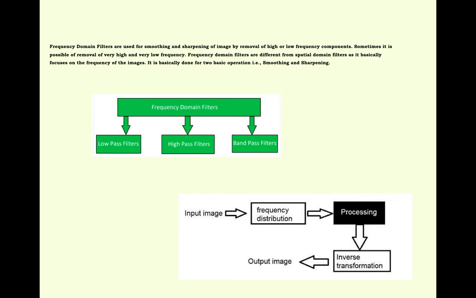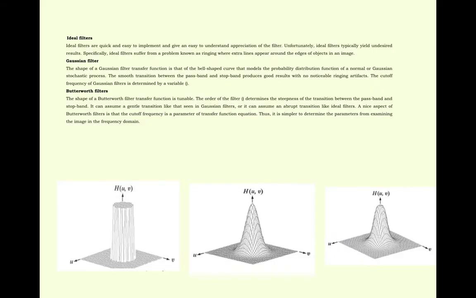Now, the picture below shows how frequency domain filtering is achieved. The input image in the spatial domain is converted to the frequency domain, then it is processed, then an inverse transformation is applied, and the output image is returned in the spatial domain again.